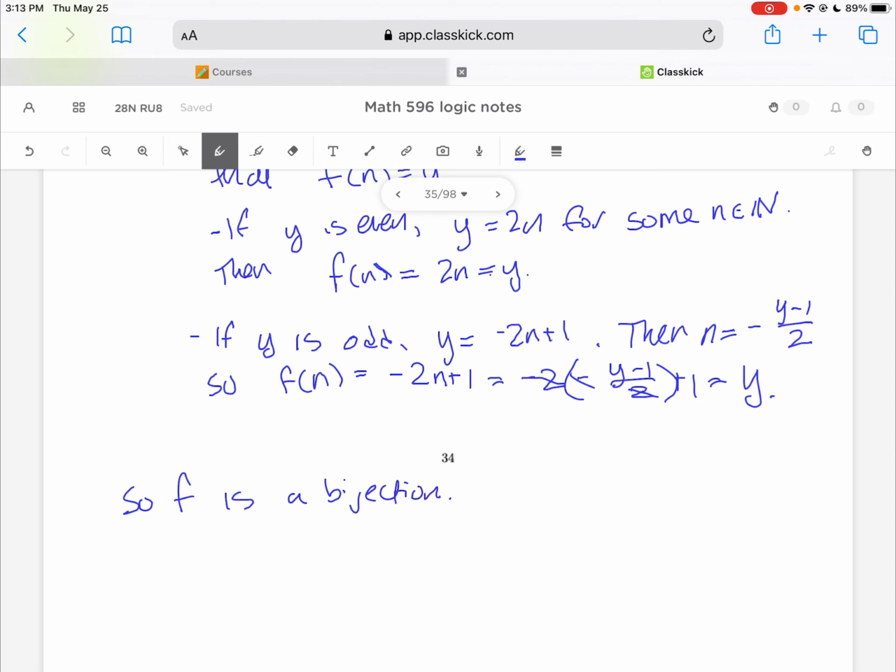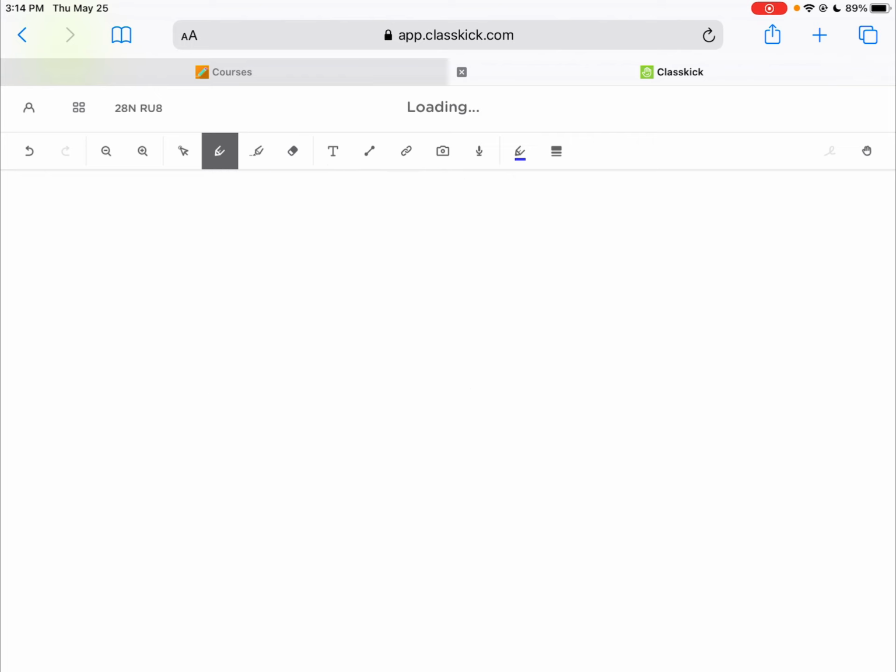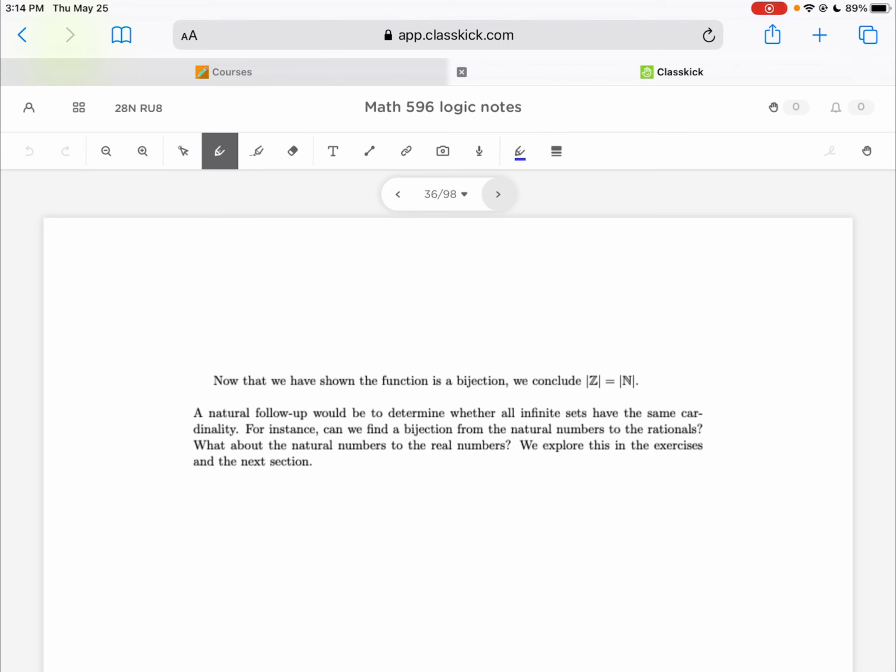from the integers to the natural numbers, which means by our definition of the cardinality of infinite sets, the cardinality of the integers is equal to the cardinality of the natural numbers, which is great, right? And maybe a little bit surprising because the natural numbers is a proper subset of the integers. But the way that we're defining cardinality, we think about them as being the same size. So a natural follow-up would be to determine whether all infinite sets have the same cardinality. For instance, can we find a bijection from the natural numbers to the rationals? Can we find a bijection from the natural numbers into the reals? These are things that we're going to explore in the exercises as well as in the next section.